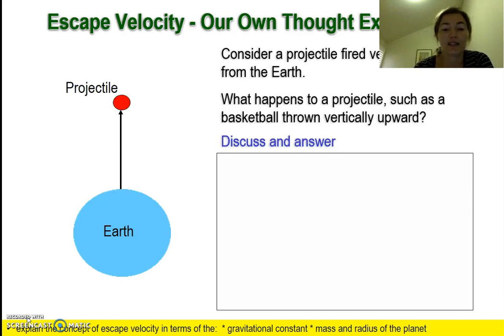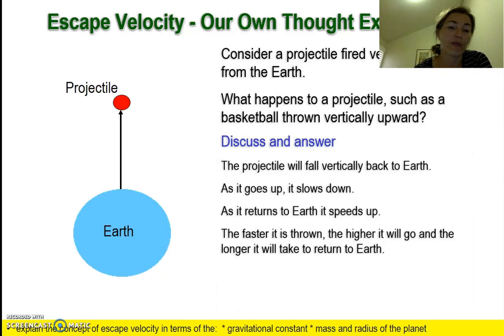Now let's consider this particular situation. We have a projectile and it's launched away from a very massive object, the Earth, and it's launched in a vertical direction. So what is happening to the projectile, for example, in this case a basketball, when it's thrown upwards? Have a think about it, pause it, and then come back to the video.